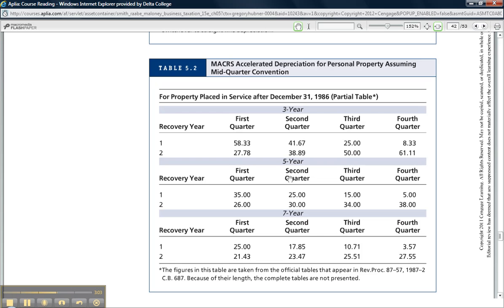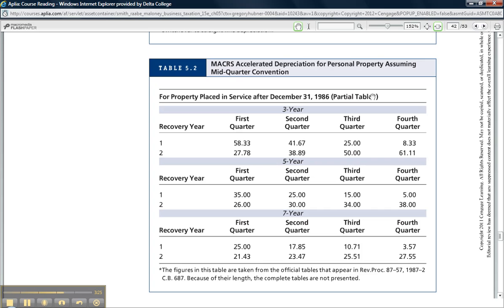When mid-quarter applies, you're going to use this table right here. That is, when they bought more than 40% of their tangible property in the 4th quarter, you're going to use this to depreciate all the assets for the whole year. So if you have 5-year property, you come to this middle section. If the asset was bought in the 3rd quarter, year 1, you use 15% right here.